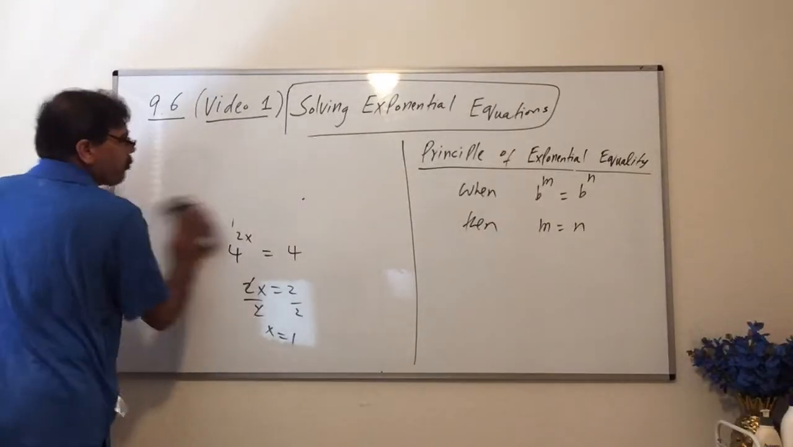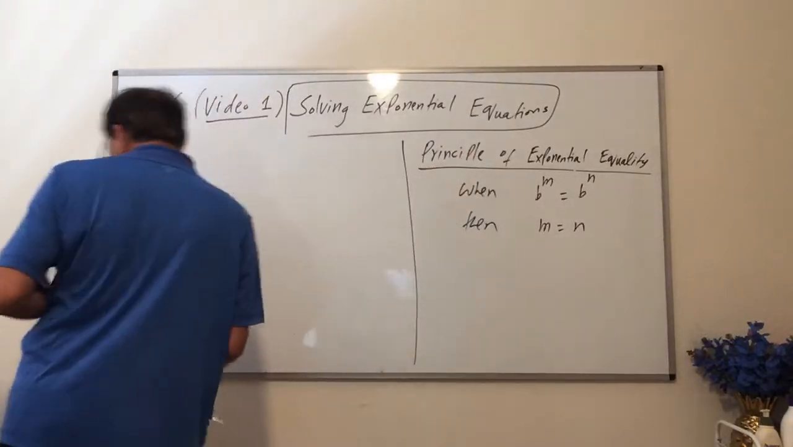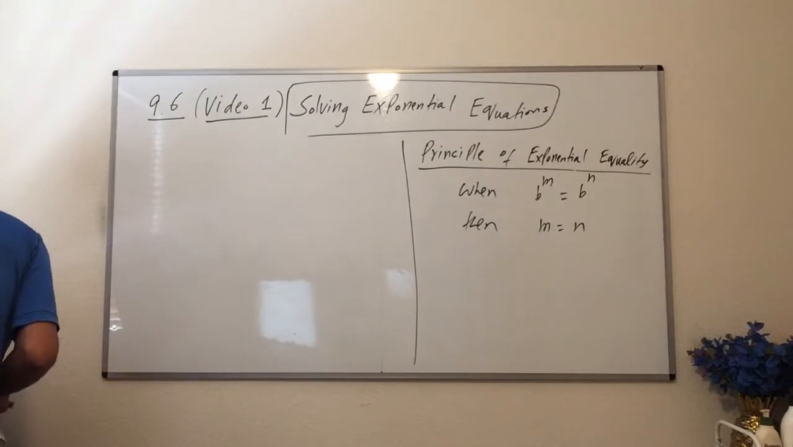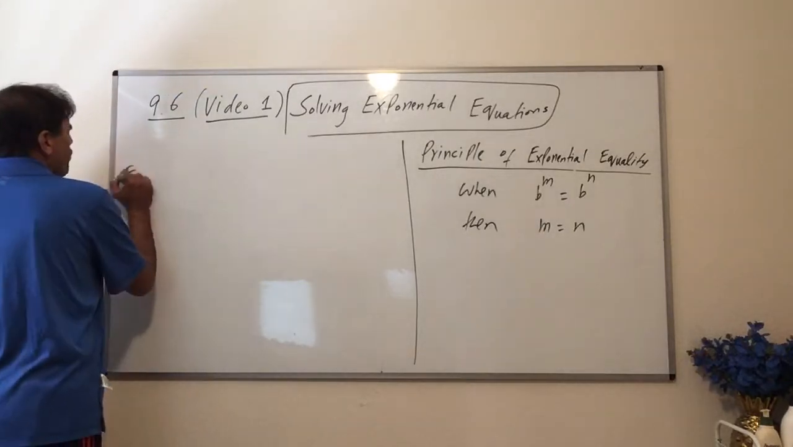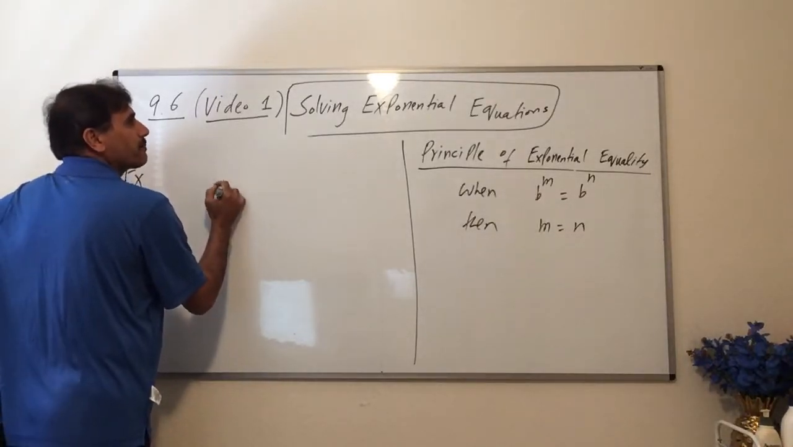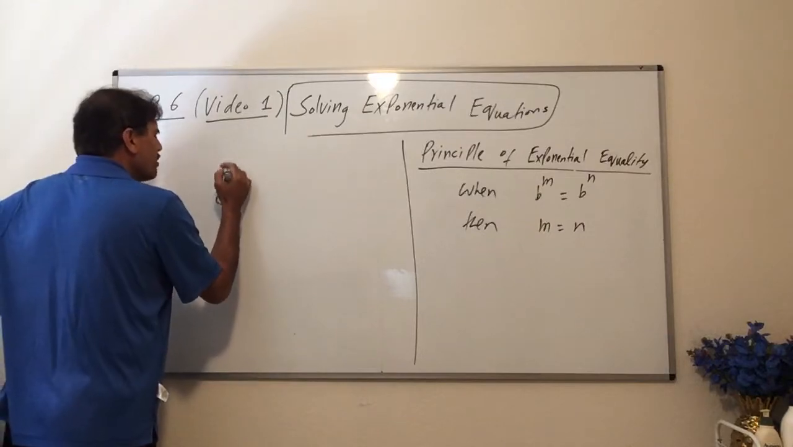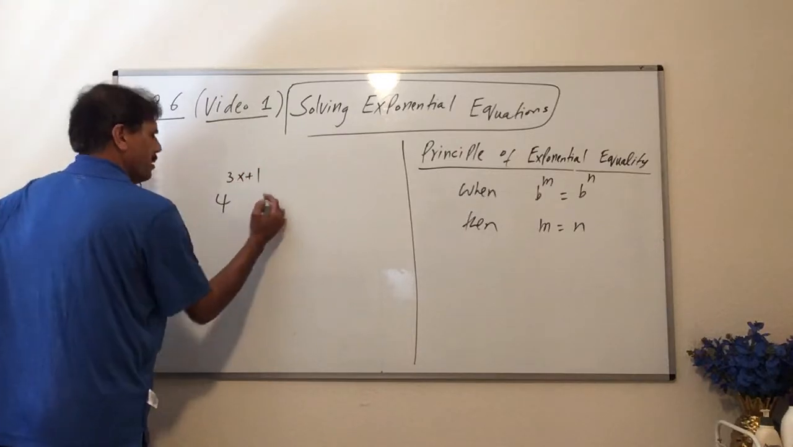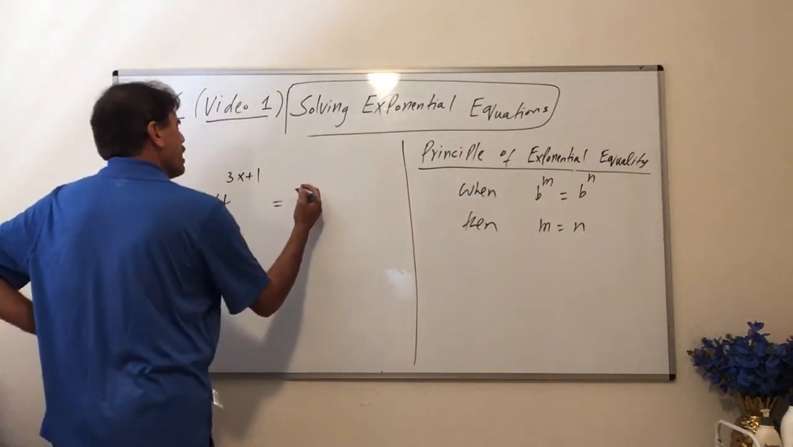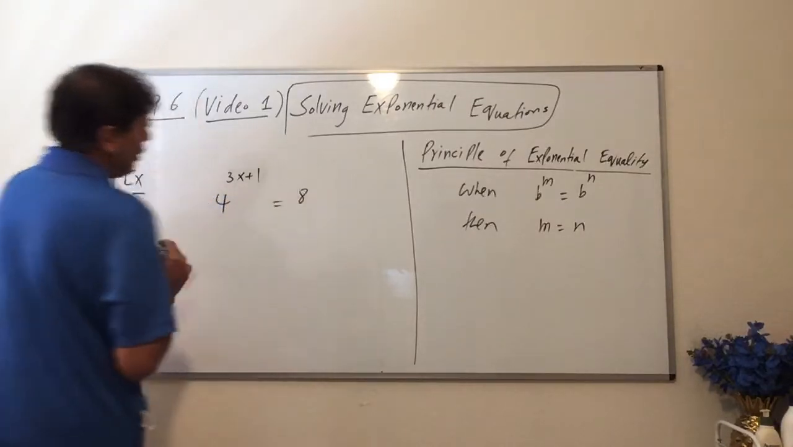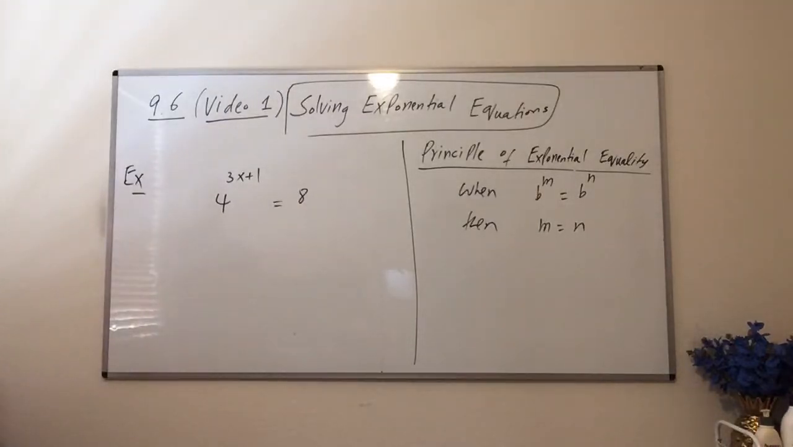Remember, the first thing we try to focus on is whether we can use the principle of exponential equality. Here is an example we can make up. Let's say somebody says 4 to the power 3x plus 1 equals 16, or we can just write 8, for example. Somebody asks you to solve this one: 4 to the power 3x plus 1 equals 8.